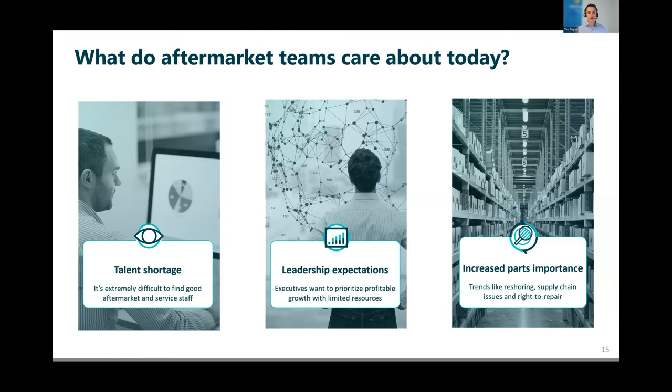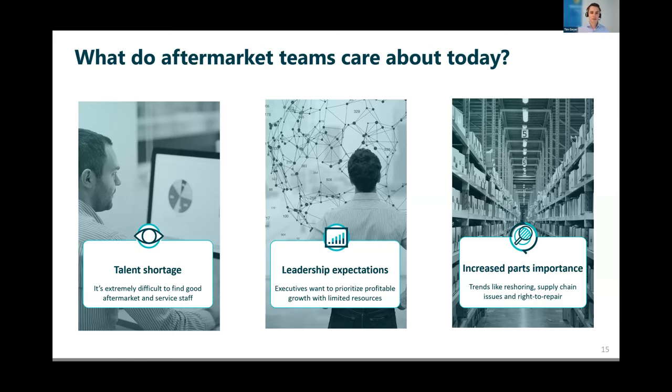resources are still limited, because there's almost no OEM where the parts business or the service business makes up 50% or more of the business. So for many, it's still an afterthought, even though it's become such a highly profitable and critical business area. If we combine these high growth expectations with the talent shortage, that's very difficult because you need to prioritize.